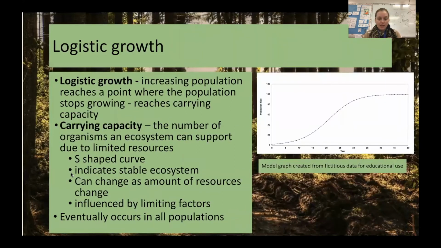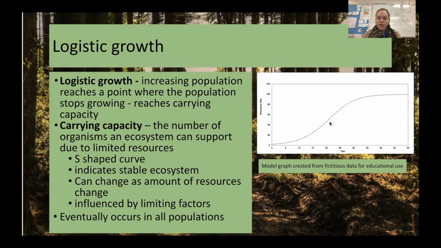So carrying capacity is the number of organisms that an ecosystem can support. Now, we talked about exponential growth, where populations keep on going and they have no limiting factors, so they can grow and grow and grow. Logistic growth is the opposite of this. This is when you do have limiting factors and it will set a carrying capacity on the ecosystem.